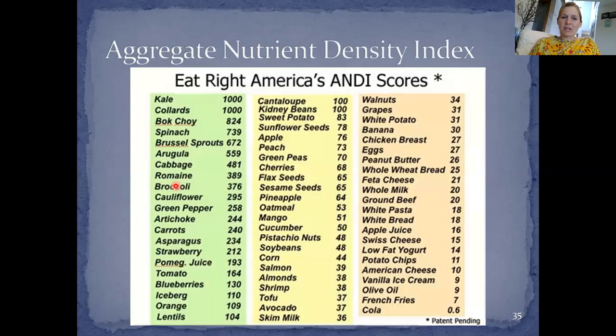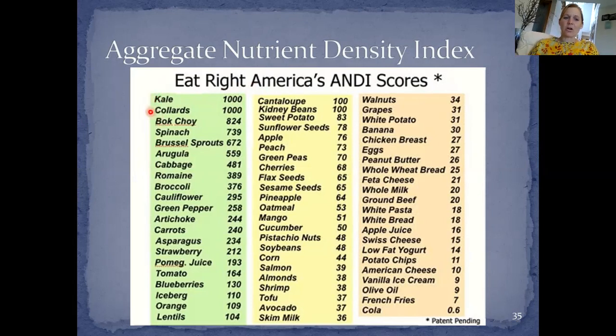This is interesting. I really like this. This is known as the Andi scale, or the aggregate nutrient density index. I think it's super cool. It ranks foods based on the amount of vitamins and minerals they're providing in comparison to the amount of calories they're providing. So a high number is good. A high number tells us that it's chock full of vitamins and minerals, but doesn't give us a whole lot of calories.